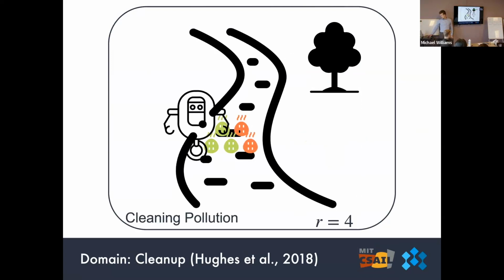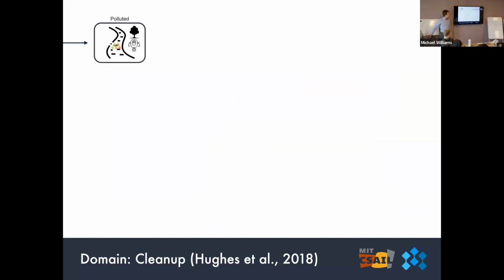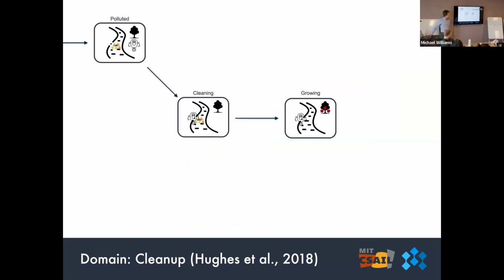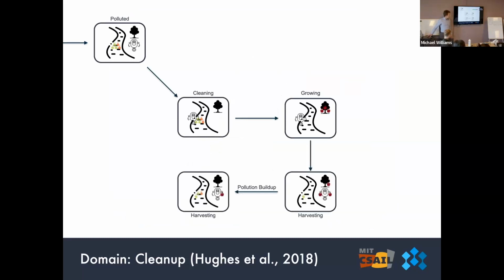There's dirt building up in the river, and the robot needs to go and take another action, which is cleaning pollution. Pollution cleaning does not yield reward. So they clean the river, and there's again an apple. So in a single agent setting, you have the cycle from polluted, the robot goes to clean, apples grow, the robot picks apples, it builds up pollution again, and it is in the cycle.